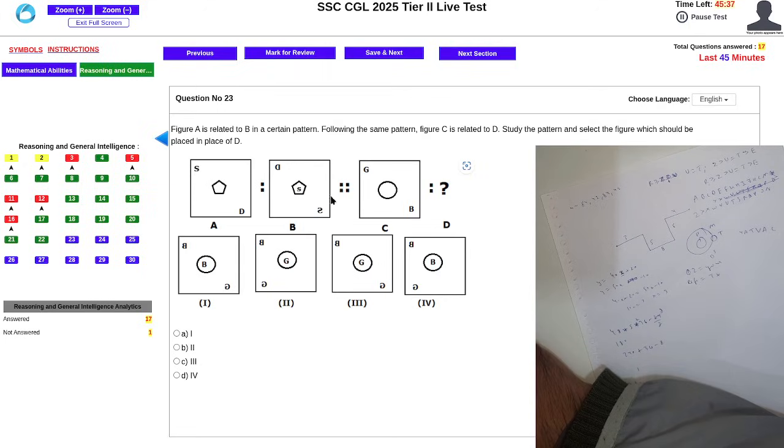Figure A is related to B by certain pattern. A B came inside this, so G will come inside this. D will be inverted. Third will come.